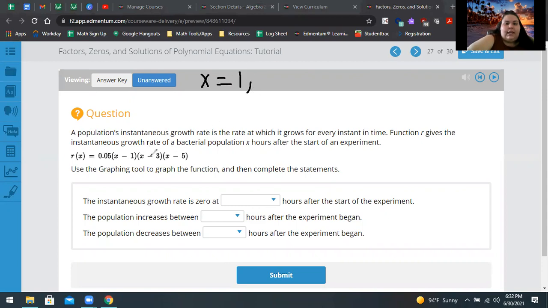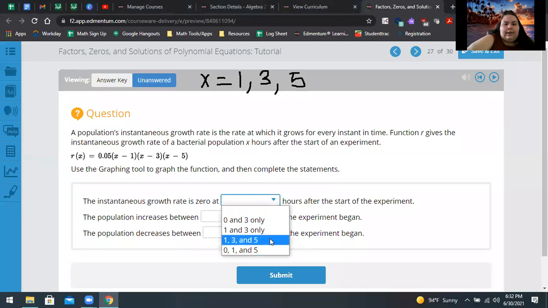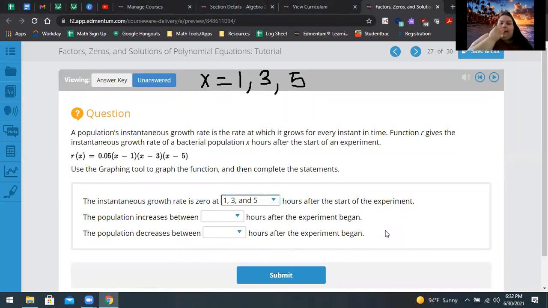Remember, opposite sign. x equals -3, that's 3. And x equals -5, that's 5. So at 1, 3, and 5 hours after the start of the experiment, that's when the rate is 0. The population increases between blank and blank hours of the experiment, the population decreases between blank hours.